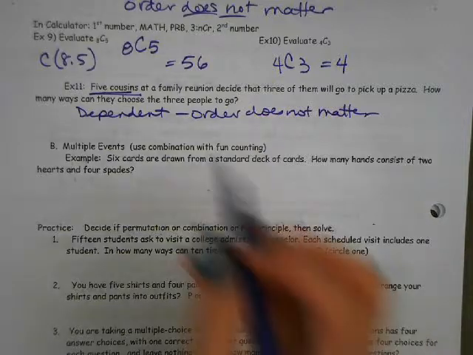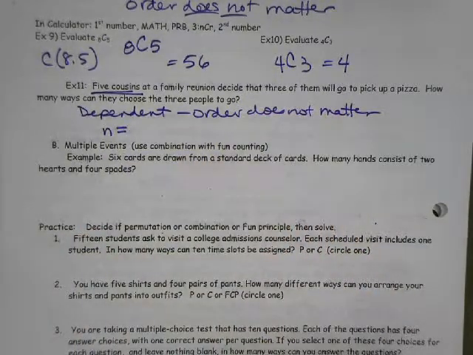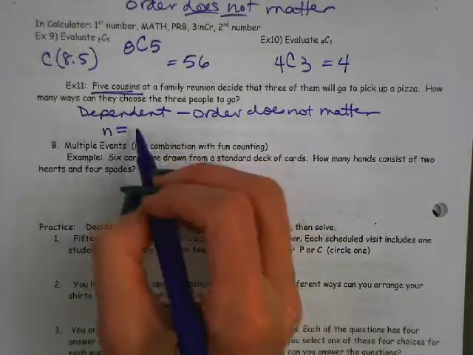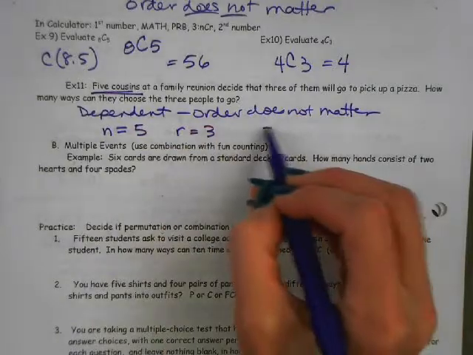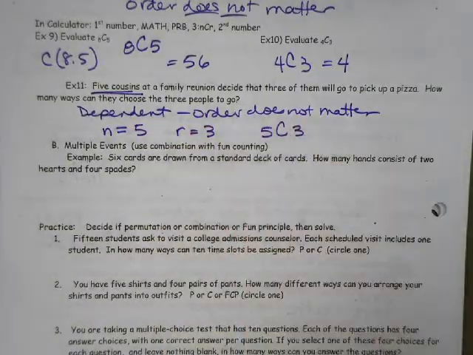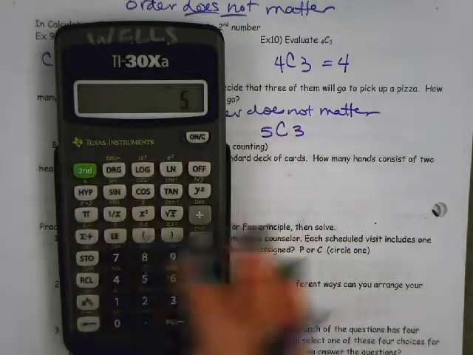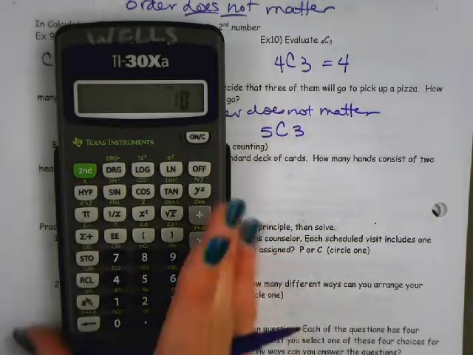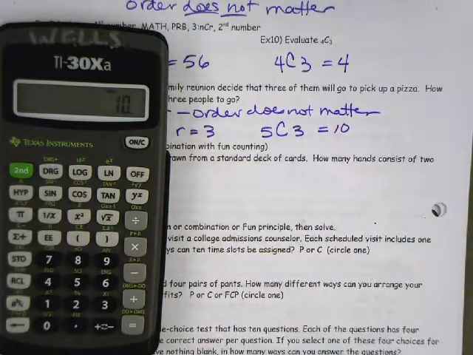So at this point, I would say, what is my n value? 5. And then what is my r value? 3. So you're going to do 5C3 in your calculator. You do 5, nCr, 3, and you should get 10. There should be 10 ways in which you can pick your cousins.